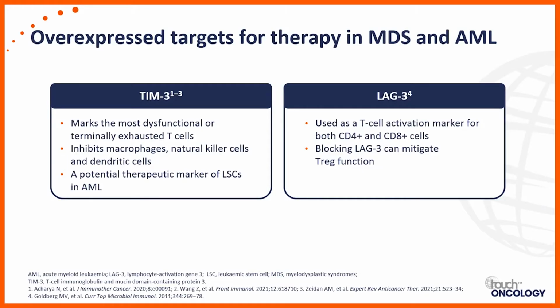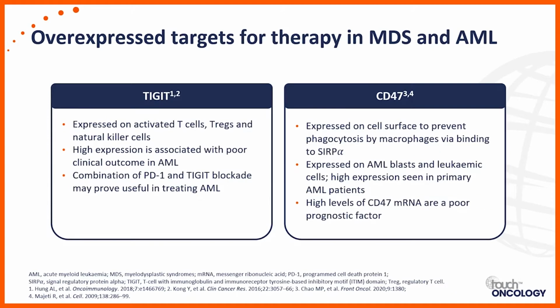LAG3 stands for lymphocyte activation gene 3. It's used as a T cell activation marker for both CD4 and CD8 cells, and blocking LAG3 also can mitigate Treg function. Then we have TIGIT, which stands for T cell immune receptor with Ig and ITAM domains. It's expressed on activated T cells, Tregs, and NK cells, and this high expression is also associated with poor clinical outcome in AML. It is currently also in combination with PD-1 blockade in advanced myeloid malignancies.